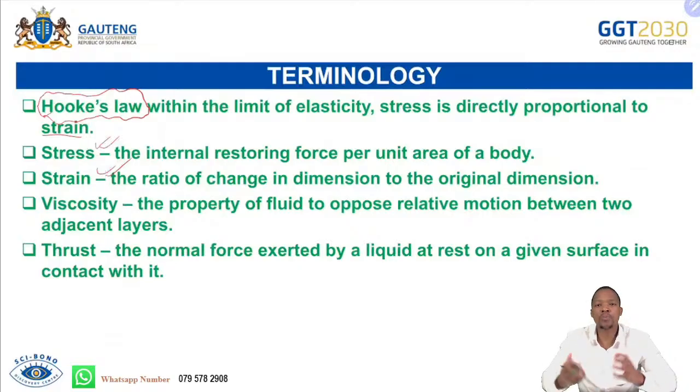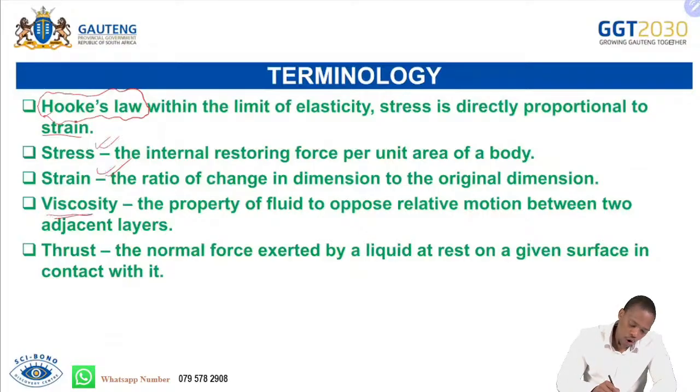Say something is being strained if its dimension changes. It was 4 meters, you compressed it to 3 meters. You have strained that solid object because it has changed its dimension. It was 4 meters, you stretched it to 5 meters, you have strained it, it underwent strain. There is a ratio of change in dimension there to the original dimension, grade 12.